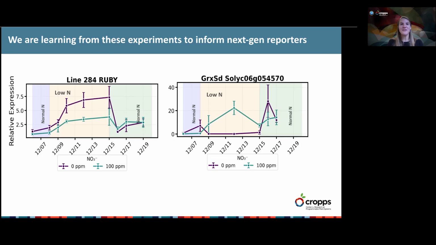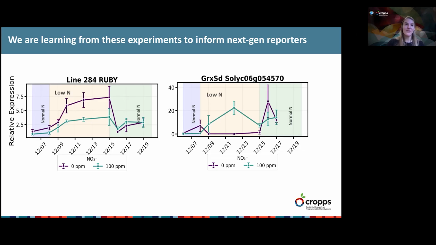From this first generation of Ruby reporters, we have started to learn from these plants and found routes to design second-generation reporters with tighter dynamics. This is showing SEPD expression on the left, where gene expression goes up as nitrogen deprivation progresses and drops with nitrogen recovery. And on the right is a related gene family member in the GRXS family that has contrasting expression, where it is on under normal nitrogen and turned off under low nitrogen.